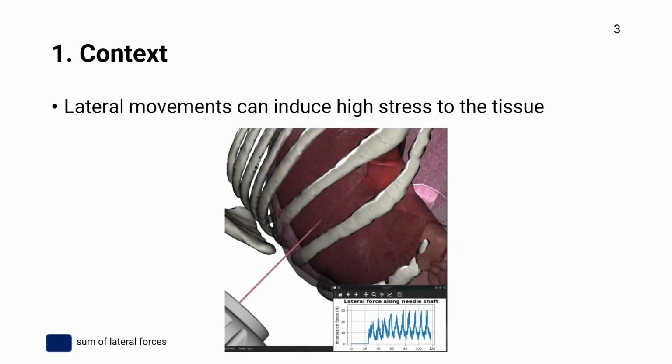In a closer look, we can see the respiratory movement induces high stress along the needle shaft, which can cause tissue damage. To avoid this issue, surgeons usually perform this operation under patient apnea, which limits the duration of the procedure. Even then, they can feel the tension in their hands and adjust their grip.